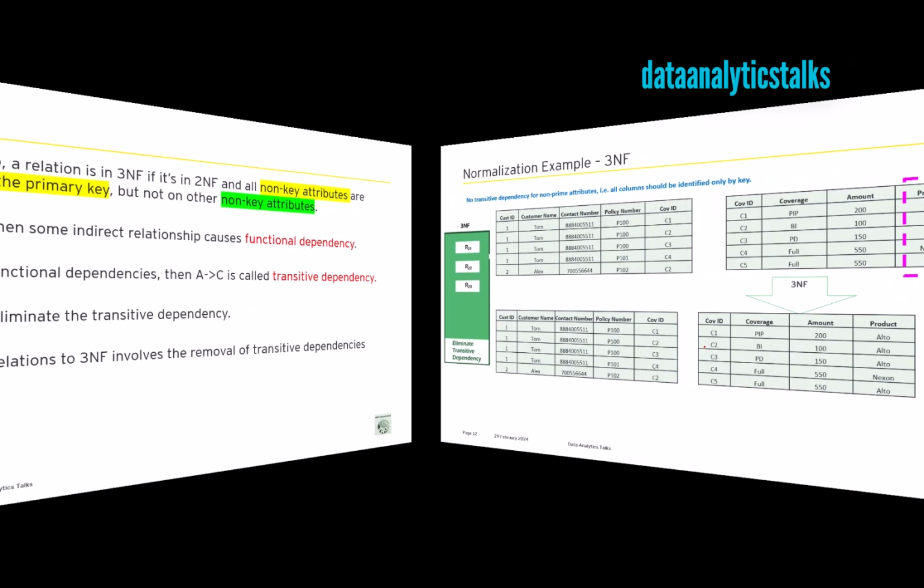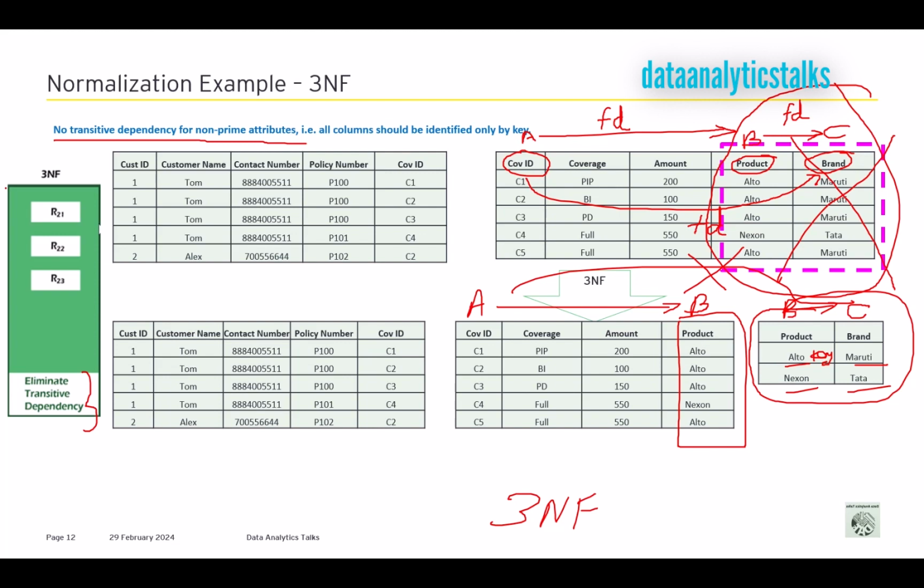So did we do that? Yes, we have removed the transitive dependency and now we have got 1, 2, 3 tables. In the first normal form we have 2 tables. In first normal form we have removed the grouping. In second normal form we have removed the functional dependency of the non-keys, and in 3NF we have removed the transitive dependency. So far so good.